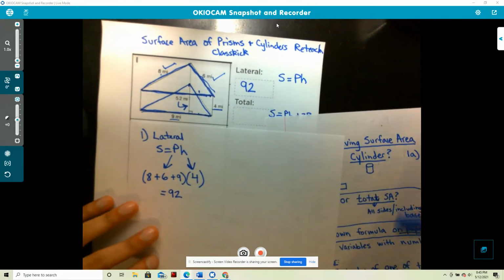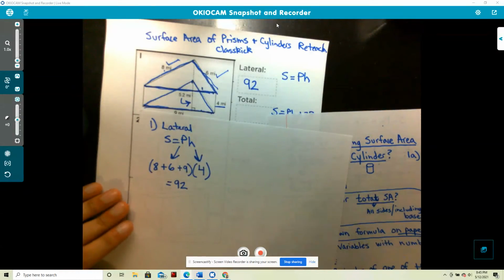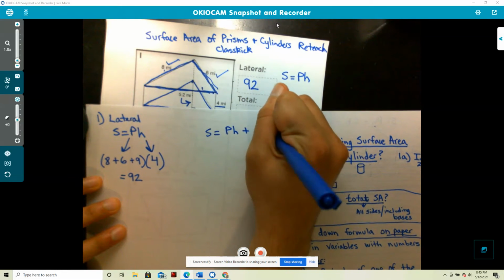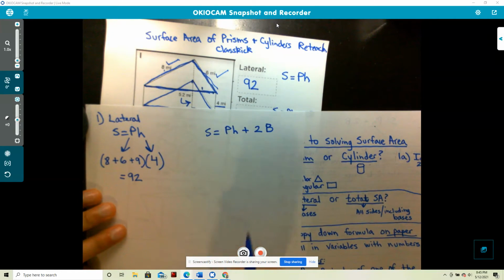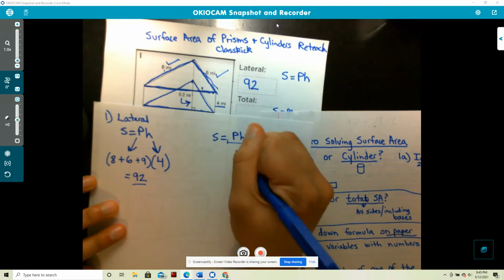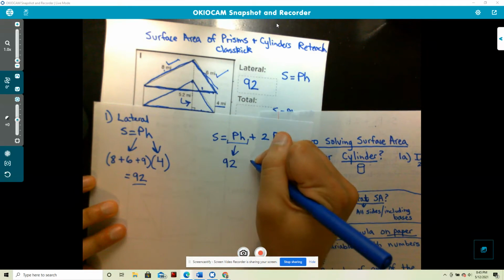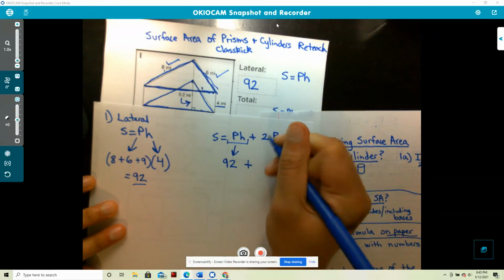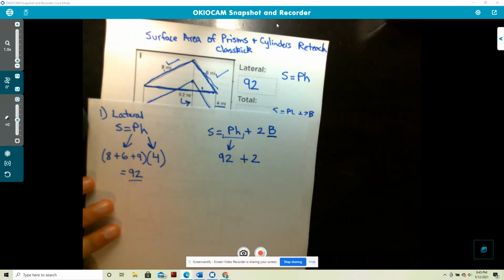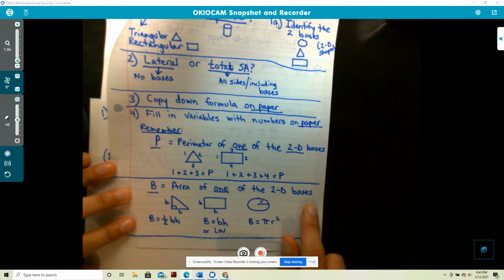So remember the total is, and that's back on this chart, pH plus 2B. So I'm going to go ahead and write S equals pH plus 2B. So luckily we already found pH. So great, it's 92. So we're going to plug in 92 for pH. Carry down your plus. 2 is a constant. 2 doesn't change. Now it has a capital B. So capital B, I go over here. Remember, capital B is the area of one of the two-dimensional bases.